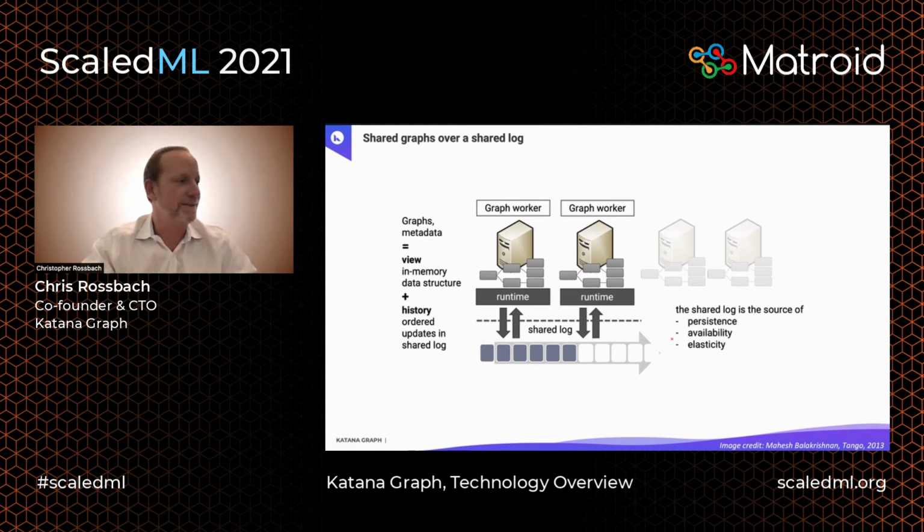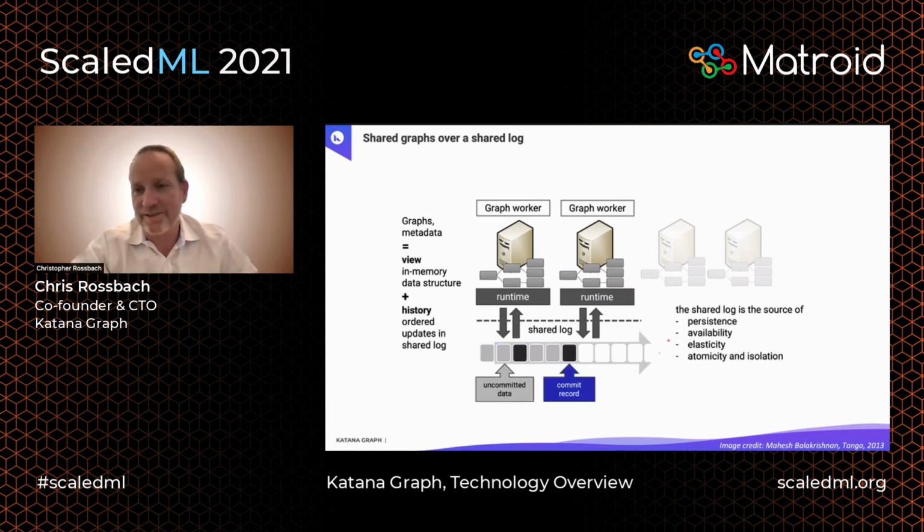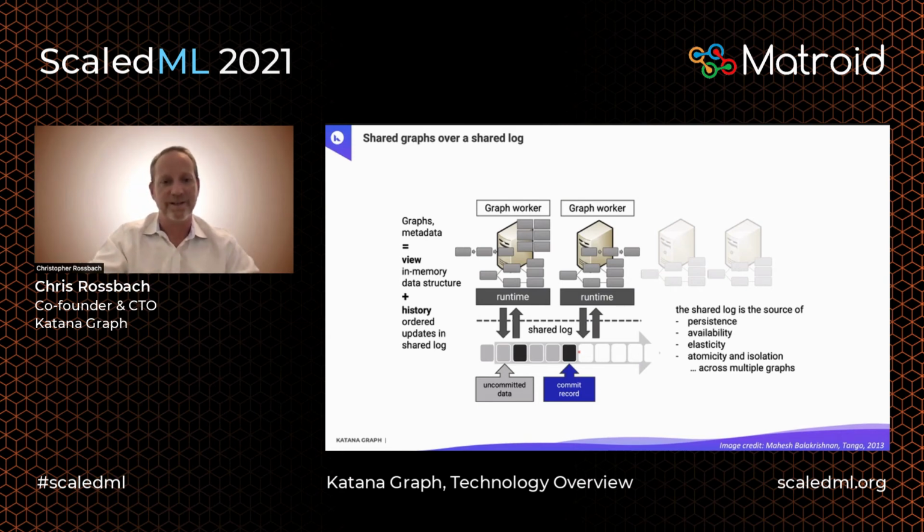It's a source of atomicity and isolation, because transaction protocols based on logs are well understood and have been researched for quite some time. There are a lot of design alternatives in this space. The particular protocol that Katana uses is from the Tango paper in SOSP from 2013. I strongly encourage you to read it if you're interested in that. But this also enables us to provide atomicity and isolation across multiple graphs or multiple data structures. So this is the foundation of our transactional subsystem as well.